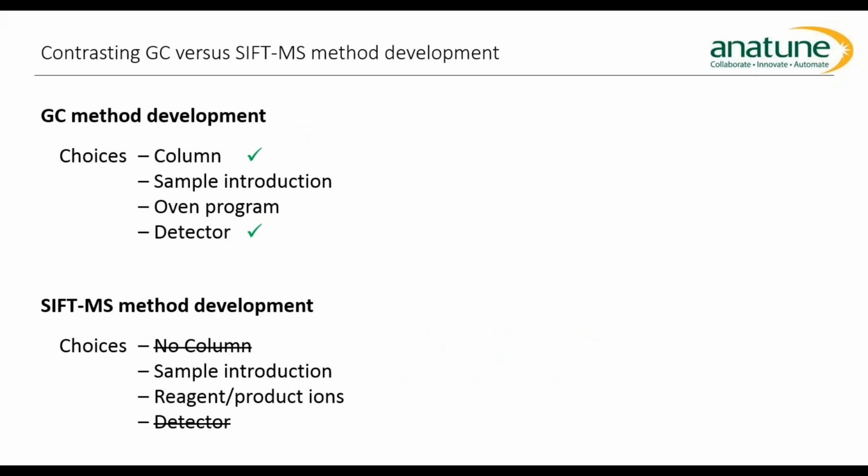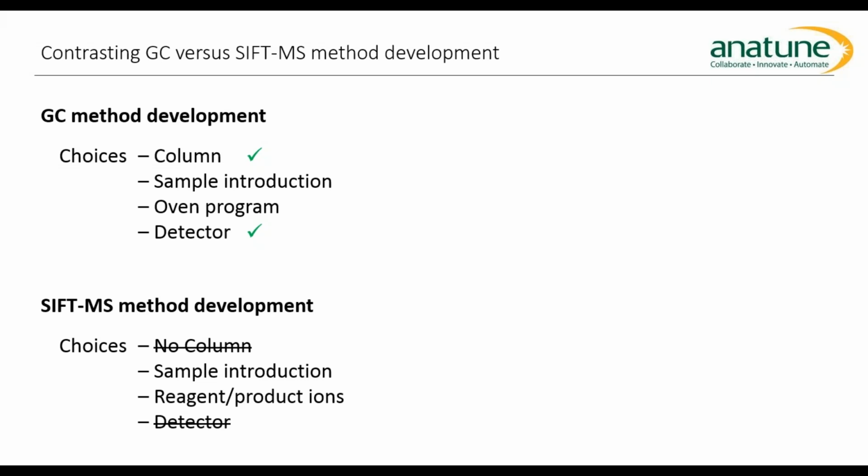So here on this slide is just a quick summary of the similarities and differences. So the GC method, for example, you have to pick a column, you have to understand your sample introduction, you have temperature programs in the oven that you need to play with to sort out your chromatography, and you have a choice of detectors. Now with SIFT-MS, we don't have a column in the system. There's no chromatography. We have direct introduction of the sample into the system. So we actually remove some of the complexity of our method development and consequently our validation by removing the column from the system.